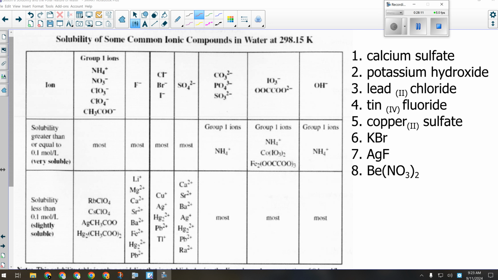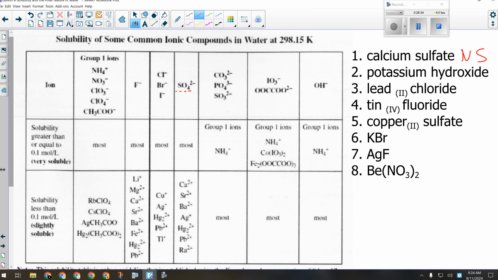Okay, let's have a look at these ones here. For number 1, calcium sulfate. The process is I find the negatively charged part. Sulfate is right here. It says it's soluble with most things in the first row, which basically means check the second row, and I see calcium there in the second row. So this is not soluble, right?